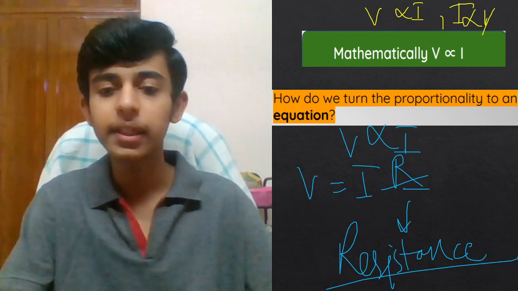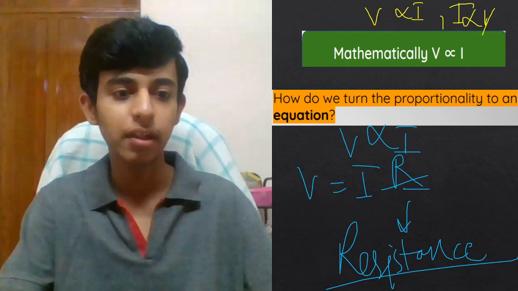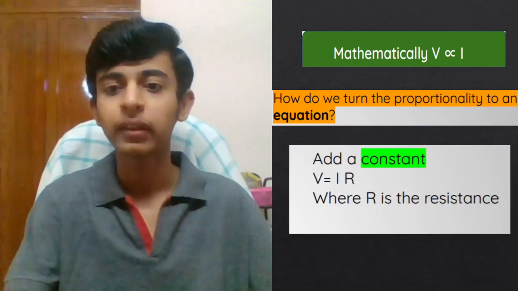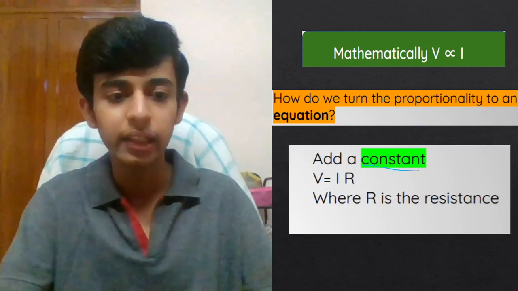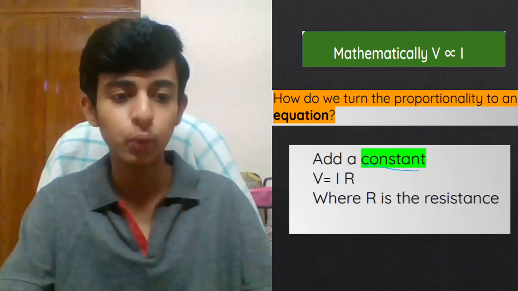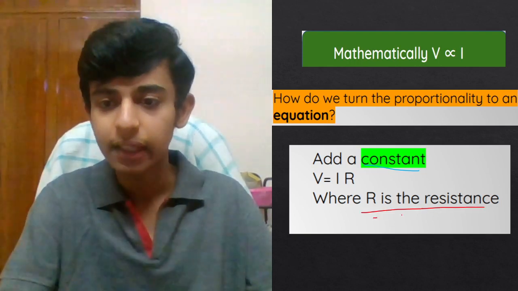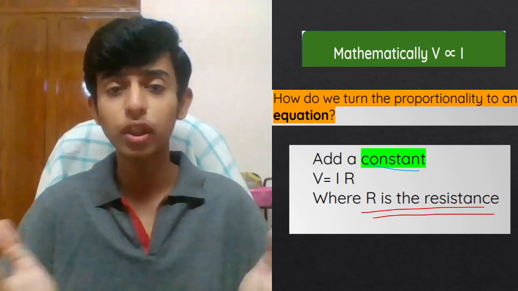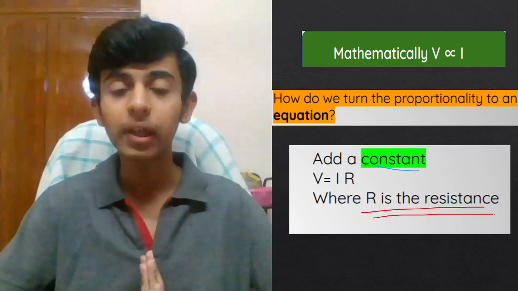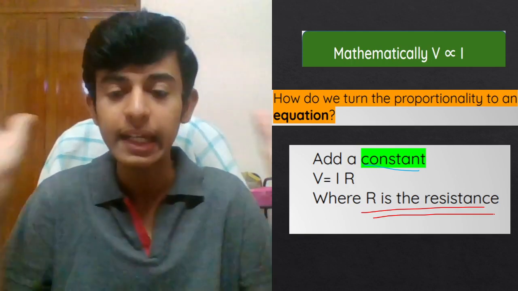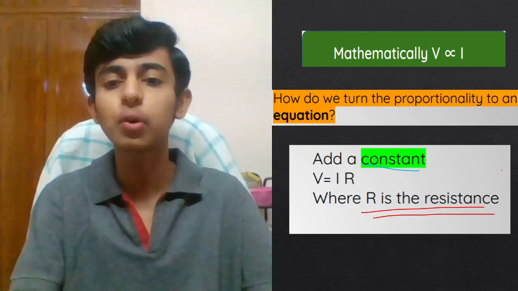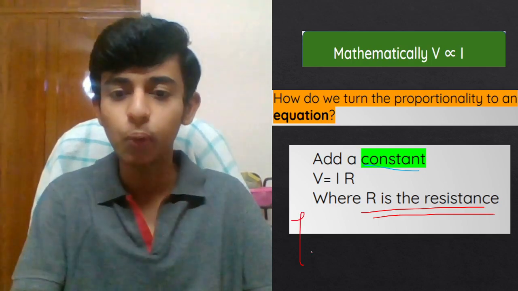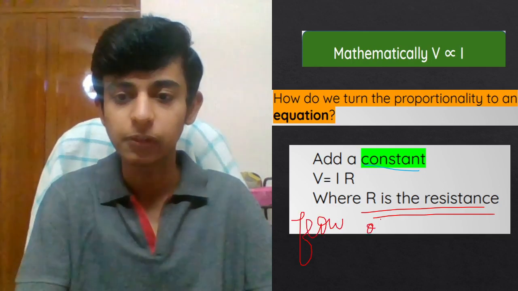We get V is equal to IR. This becomes our formula. Now see, we add a constant, and the constant in this case is going to be your resistance. What is resistance? By the name also you are able to understand, it is going to resist something. It is going to oppose something. In this particular case, it is going to oppose the flow of current.